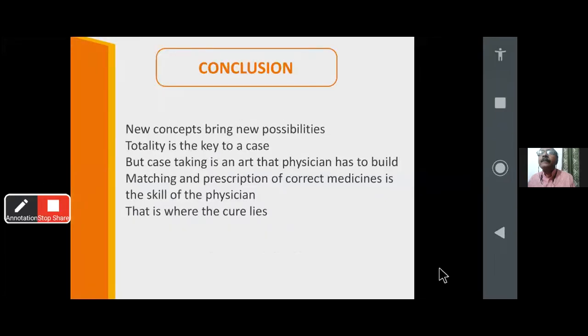I just want to conclude by saying that a new concept brings out new possibilities in case taking. Totality is the key to any case. How we build up the totality is the art of a physician: how to elicit a symptom, how to find out the symptom. And then matching and prescription of the correct medicine. From that symptom you have to match correctly the medicine that has an equal shade to that symptom. That's the skill of a physician. That is where the cure lies.